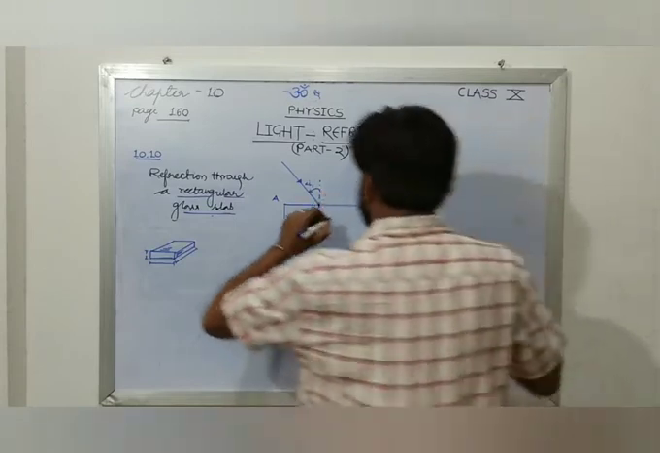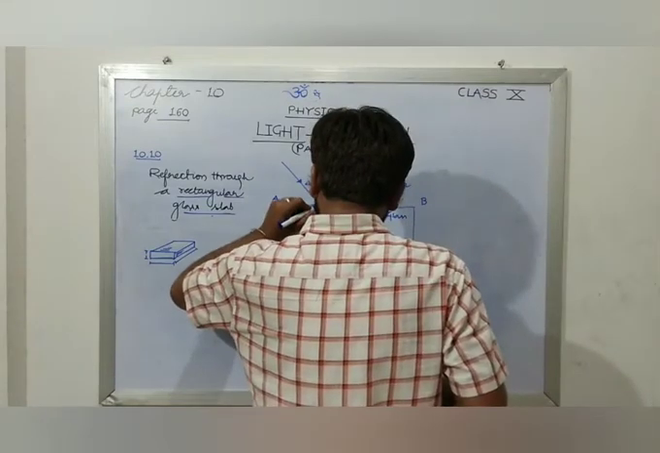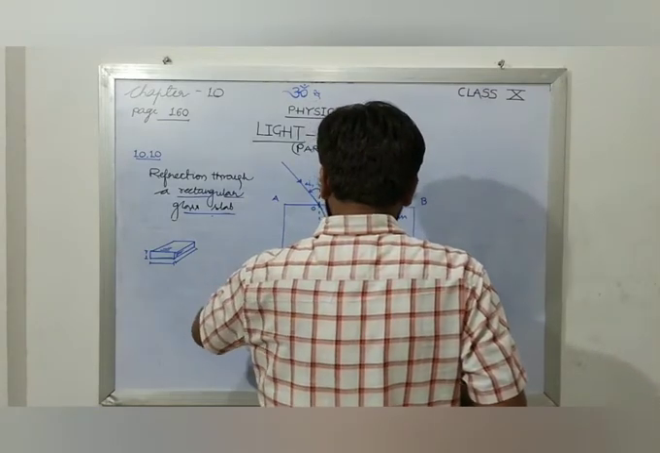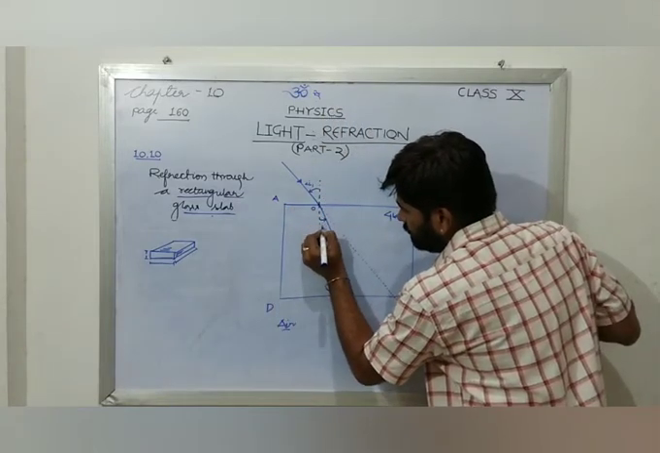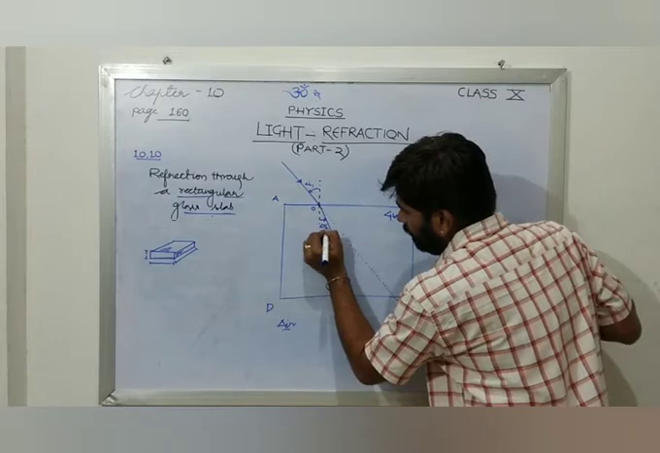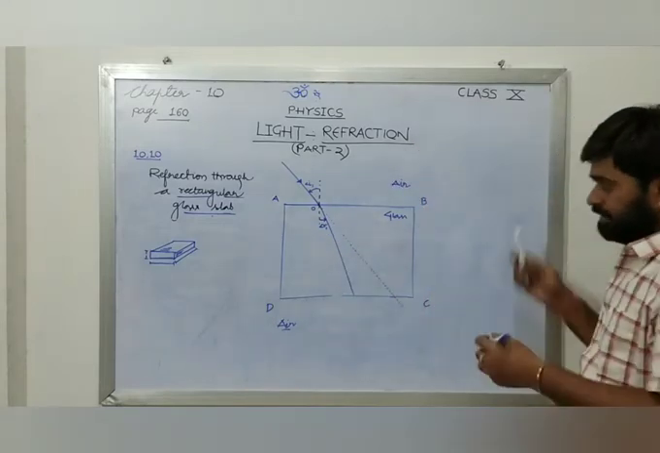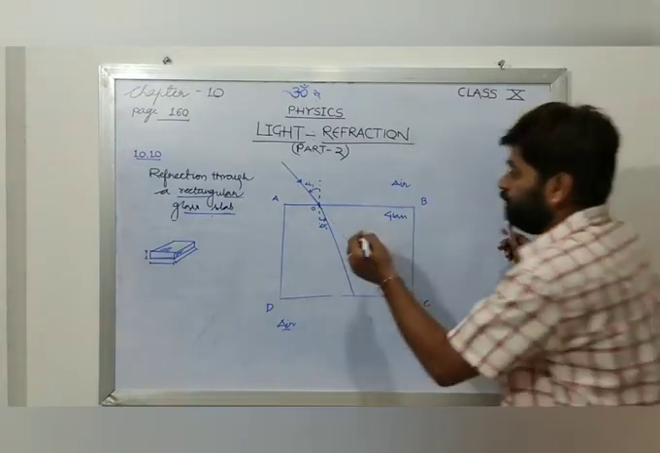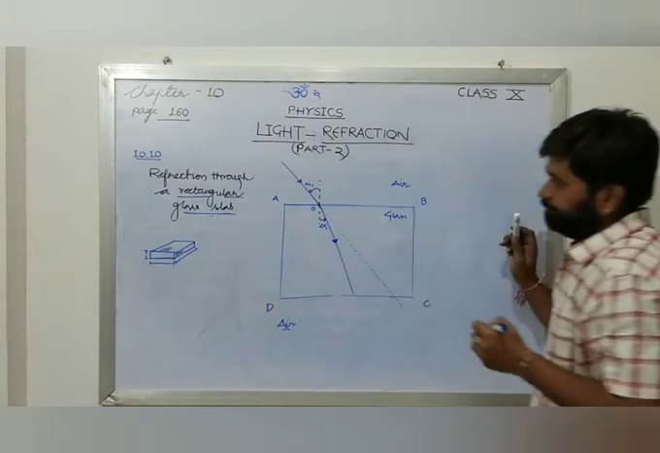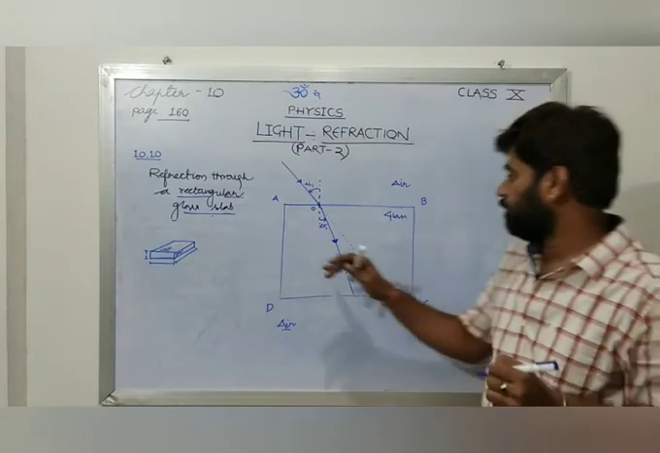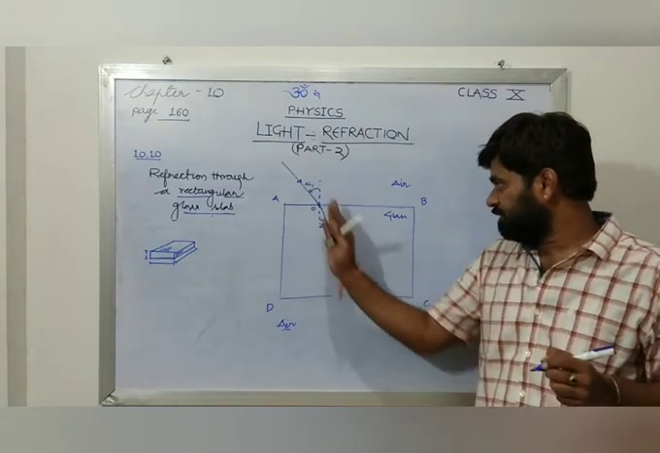But in actual what will happen? It will tilt towards the normal and make an angle of refraction, say R1. With this R1 we got one more point. Now see, this is the ray.